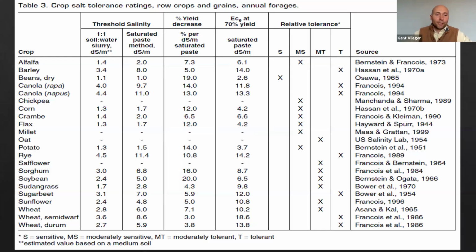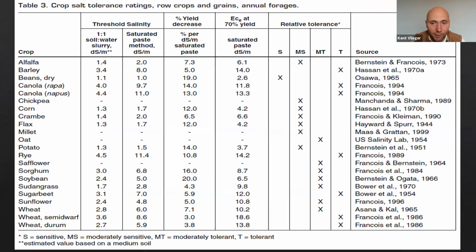Okay, this is just a good chart showing various salt tolerances of some predominant crops, and most of these would be familiar to a lot of us listening. It shows basically whether they are really sensitive or whether they're quite tolerant to higher levels of salt.